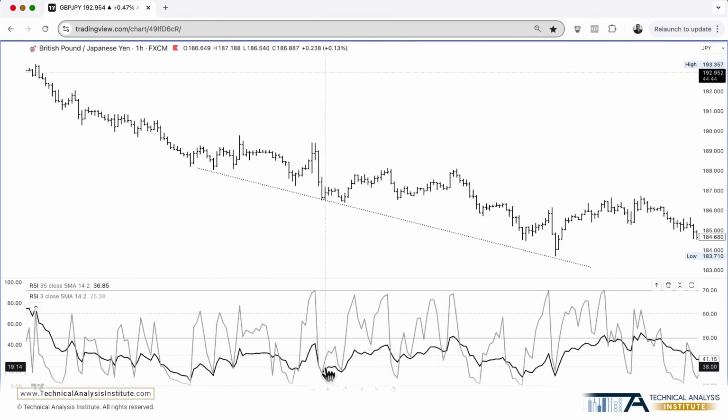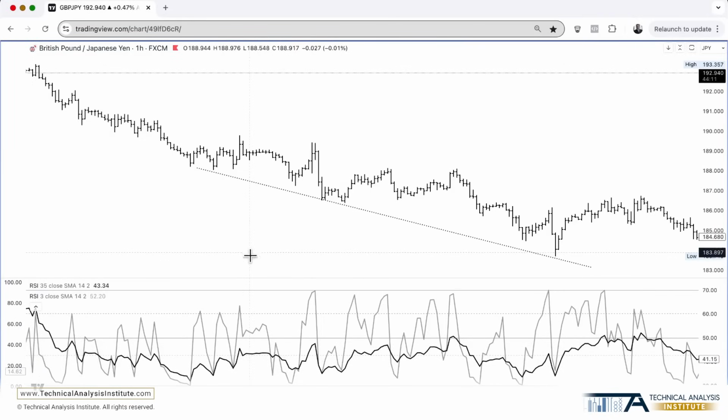Notice that the RSI 35 is still below the 50. So as long as it remains below the 50, all the sell signals of the RSI 3 are going to be considered valid. And where are those sell signals? Those where the RSI 3 moves above the 70 reference line, you can see it on the left side here. And they are going to be buy signals as long as the RSI moves below the 30 reference line. You can see it on the left side here.